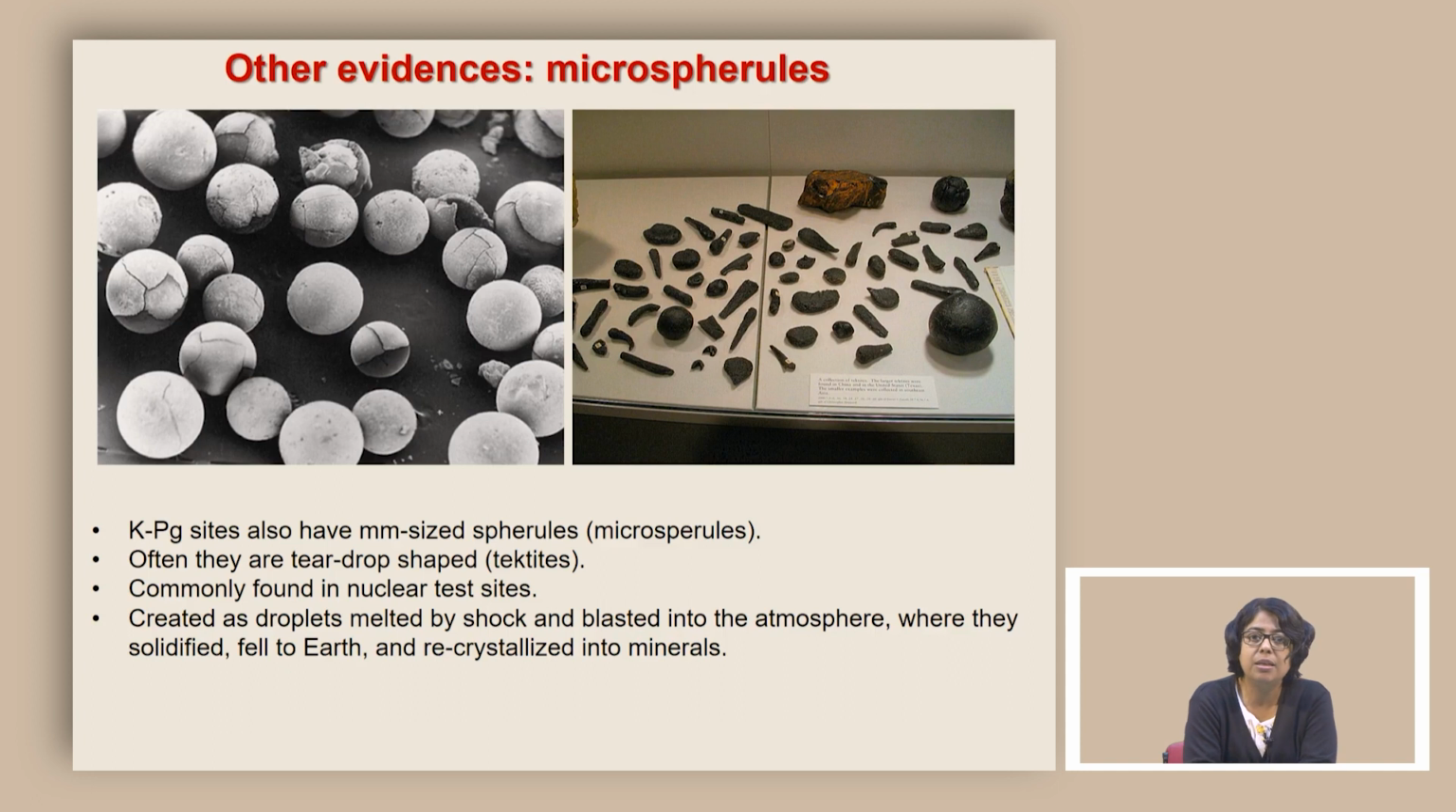One such thing is called microspherules. These microspherules are very small particles. Sometimes they are completely spherical, sometimes they are a bit irregular shaped, they can be teardrop shaped. All of them form because of very high impact. Sometimes it is also found in nuclear testing sites because of the extreme heat in a relatively short amount of time.